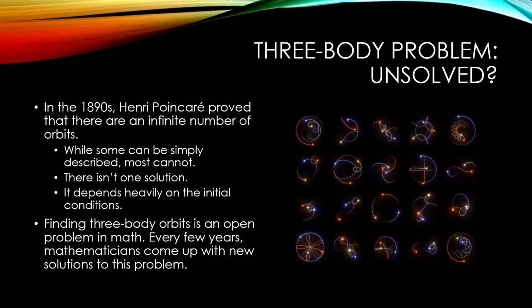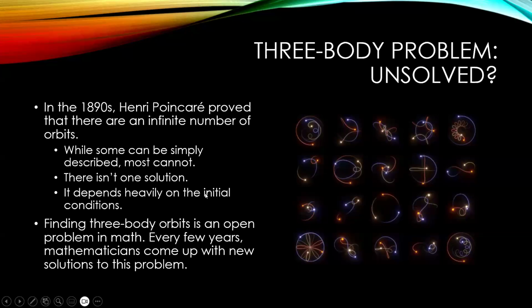It turns out it is extremely hard. In the 1890s, Henri Poincaré proved that there are an infinite number of orbits. While some can be simply described, most cannot. There isn't one solution. With the Newton stuff, yeah, two bodies, we've got a simple solution. Here, there is not a simple solution. It depends heavily on the initial conditions.